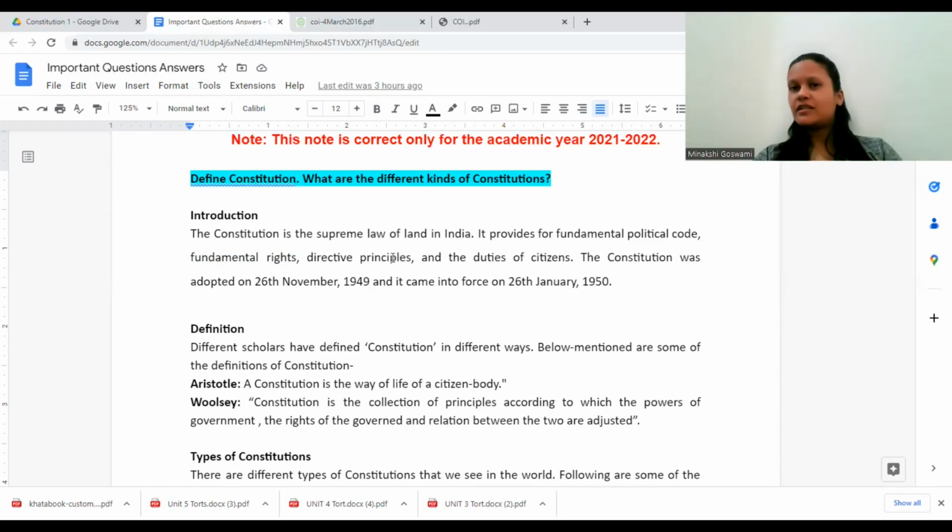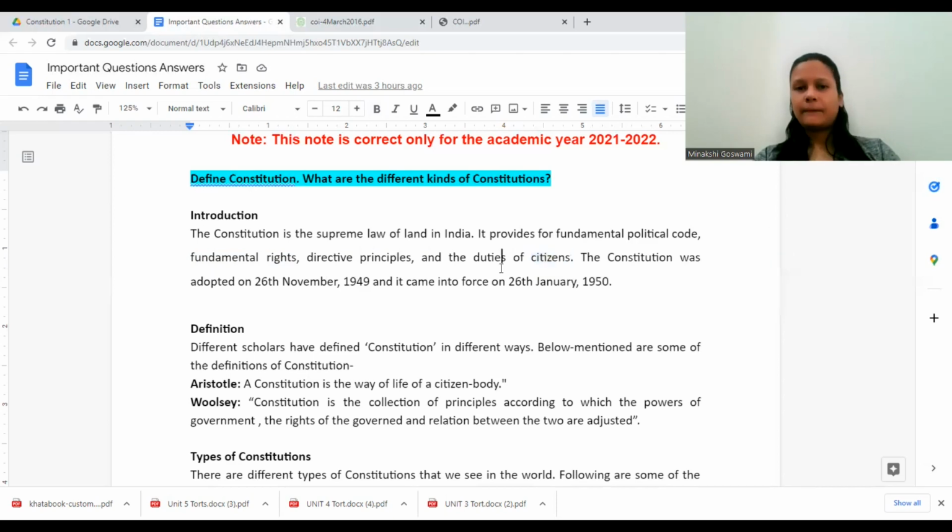directive principles, which are nothing but directions given to the government. Then it talks about duties of citizens. Now, duties would not be applicable to foreigners. It's only for citizens. That citizens are expected to follow these fundamental basic duties. All of it is given under Constitution itself.